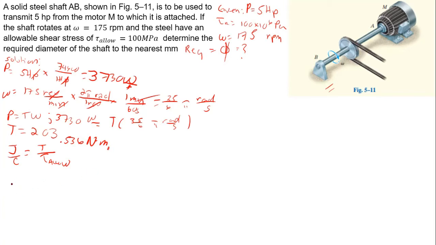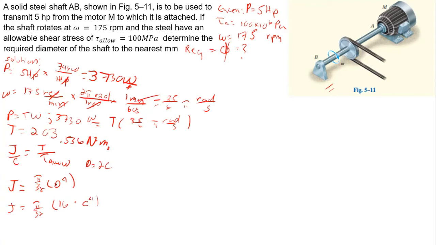Alam naman natin na yung J natin or yung polar moment of inertia. Sabi dito solid steel shaft, di ba? So, ang gagamitin natin formula dito is for solid shaft. So, pi over 32 times D raised to 4. And alam naman natin na ang diameter natin is equals to 2C, kasi di ba 2 times ng radius natin is yung diameter. So substitute natin dito, J is equal to pi over 32 times 16 times C to the 4th.